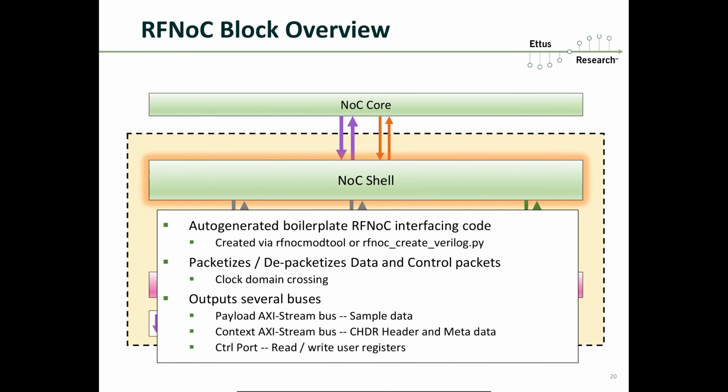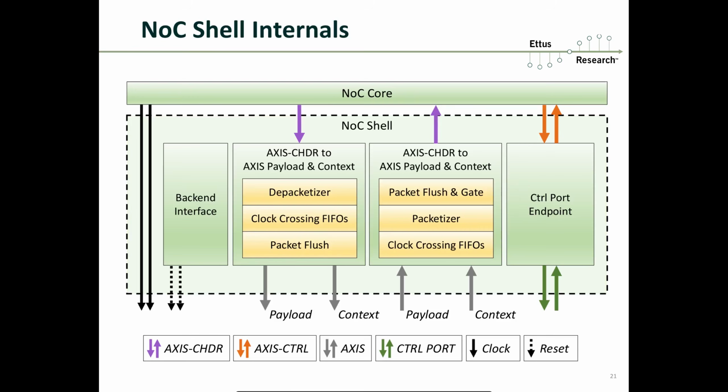So what does the NOC shell do for us? It packetizes and depacketizes the data and control packets, does clock domain crossing, and then outputs a couple of buses that make it easier for us to interact with the streams of packetized samples coming into our block, as well as dealing with the reading and writing of user registers. Let's take a look inside the NOC shell to understand what is going on here.